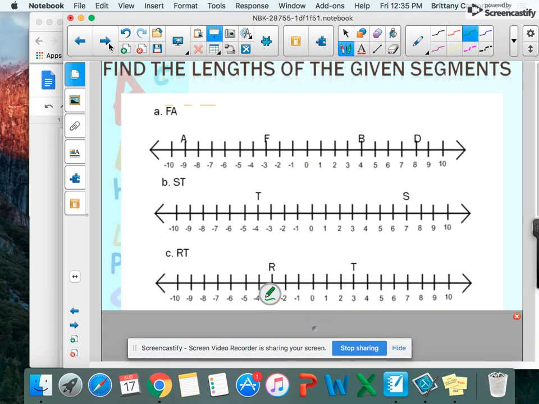So we're going to look at a few examples here. The first example is find the lengths of the given segments. So FA, again, we're going to take the absolute value, the difference. So we're going to start with -3 minus -9, and that's going to turn out to be 6. So our answer is 6. You could also count, but we kind of want to do it more of the mathematical way.